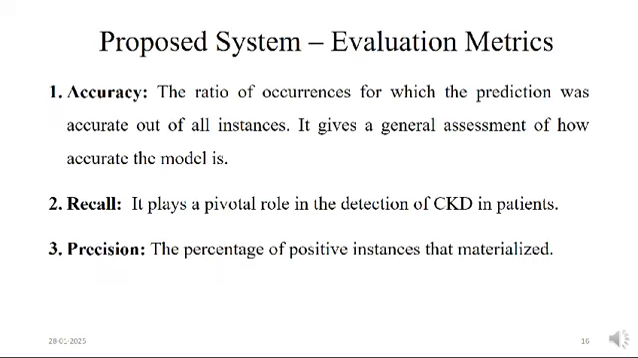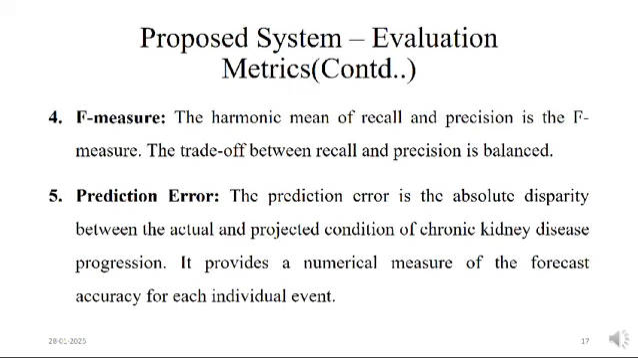So the proposed system will give the evaluation metrics. It will give us the accuracy, so the ratio of the occurrence for which the prediction was accurate out of all the instances. It gives a general assessment of how accurate the model is, and it will recall the history of the patients, and it will give the precision of the positive instances that are realized, and the F-measure is the harmonic mean of recall and precision, and it predicts the error. It predicts the absolute disparity between the actual and the projected condition of the chronic kidney disease progression.